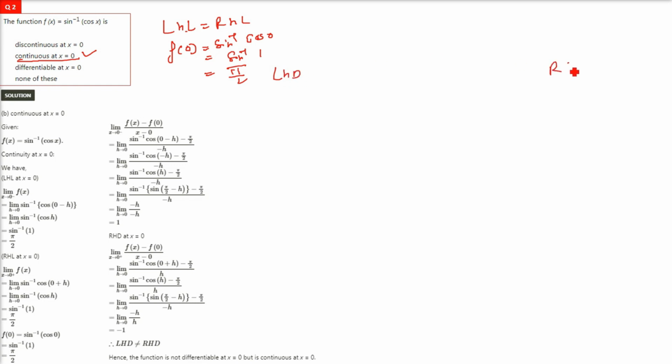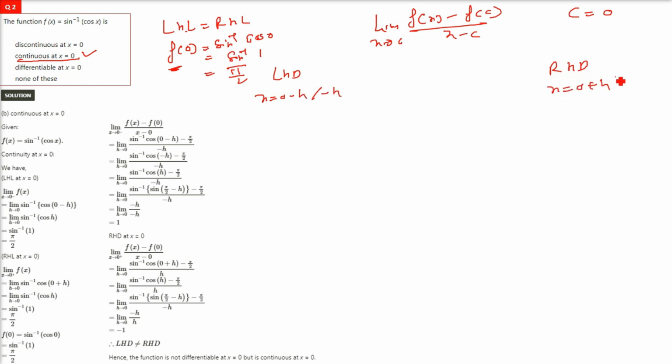So left hand derivative, right hand derivative. The formula is f(x) minus f(c) by x minus c, limit x tends to c. So c is 0 here. f(0) we have already found out, pi by 2, I am going to directly put in here. So this is x equals 0 minus h. This is x equals 0 plus h. That is negative h on the left and positive h on the right. So this is limit x tends to 0 minus, limit x tends to 0 plus. This just shows which function you have to put in. But we have to use f(x), in both cases the same thing, because f(x) is sine inverse cos x.